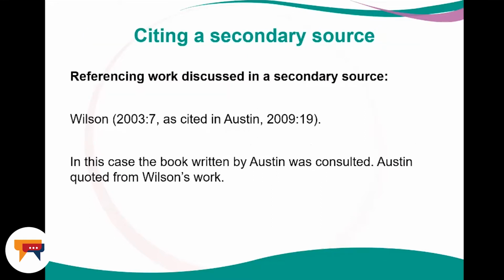When you cite a secondary source, where you found the source Wilson in a source authored by Austin, then you will say Wilson, the date, as cited in Austin. So this one can be a bit tricky. So always check whether you are citing it in the correct way. However, it's also important to note that it is advisable to use a primary source. So rather than cite Wilson, look for Wilson and find the primary source.